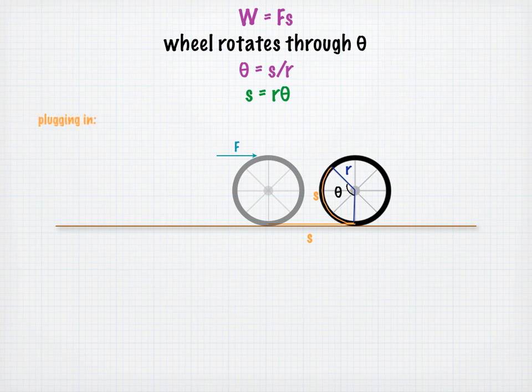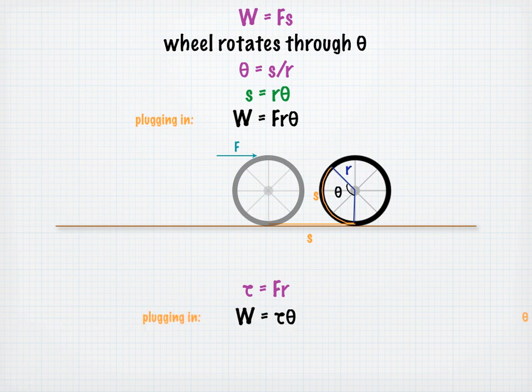And plugging this into our work expression, we see that the work done by our force is equal to F times R times theta. The torque on the wheel from our force is equal to F times R, because R is the value for our lever arm. Plugging this back into our work expression, we get an expression for work that involves rotational variables if theta is in radians. We can call this rotational work.